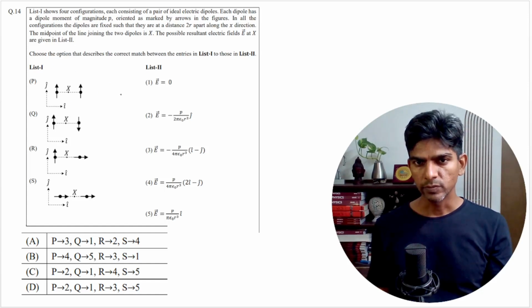Right, so let us match. So let us see the first list. Let us see the P part. So here we have two dipoles arranged in this order. Due to the first dipole, the field will be in the downward direction. Due to the second, it is also in the downward direction.